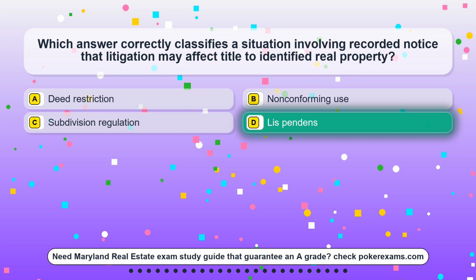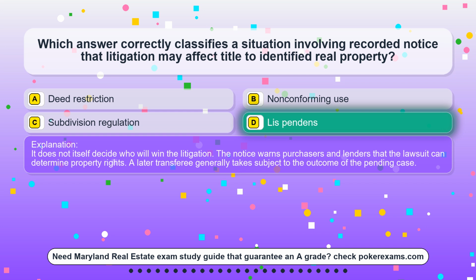The correct answer is option D. Lis pendens. It does not itself decide who will win the litigation. The notice warns purchasers and lenders that the lawsuit can determine property rights. A later transferee generally takes subject to the outcome of the pending case.